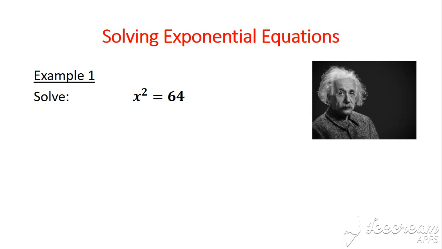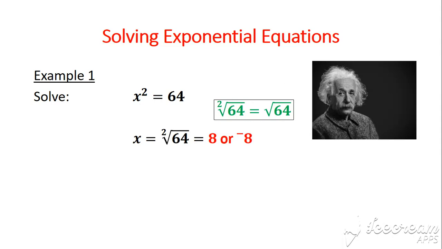We're going to solve x to the power of 2 is 64. The opposite of power of 2, or squaring a number, is the square root. We don't have to write that little 2 there, but we're going to take the square root of 64 and write it as either 8 or negative 8. 8 times 8 is 64, or negative 8 times negative 8 is also 64. So when we're solving the equation x squared is equal to 64, there are two possible answers that x could be.